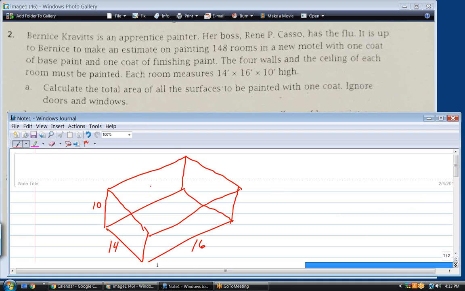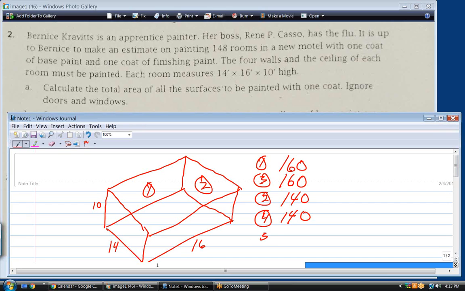So the ceiling is. And wall number 1 is what? 10 by 16. 160. And wall number 3 is the same thing. What's wall number 2? That'd be 14 by 10. And wall number 4 is same thing. And what's the ceiling? Is that 16 by 14? Correct. What number is that? That's 160 plus 64, 224.